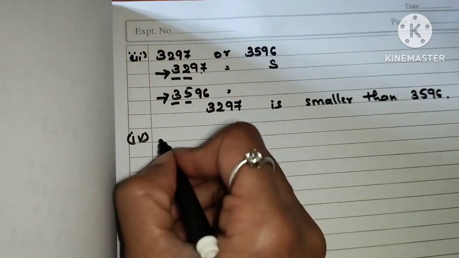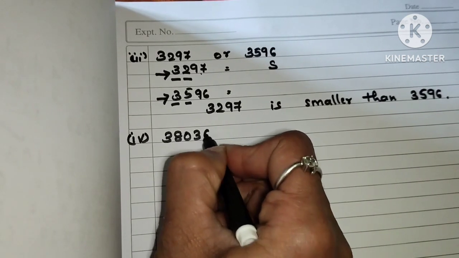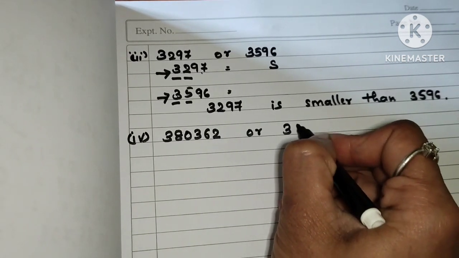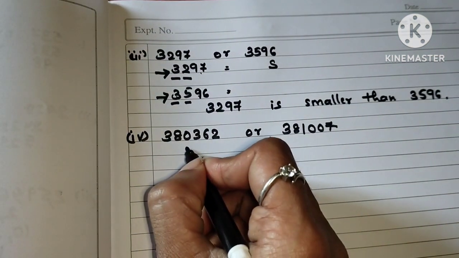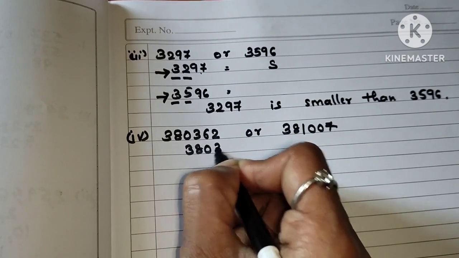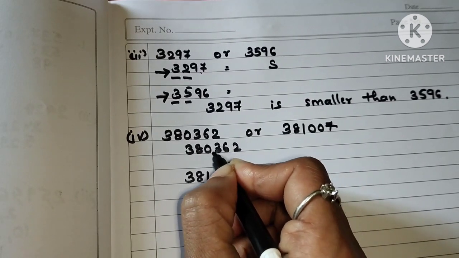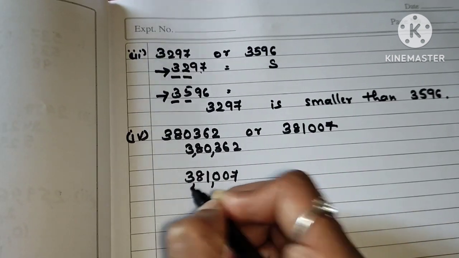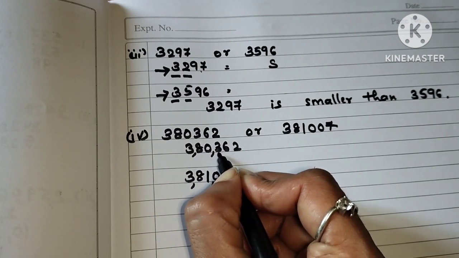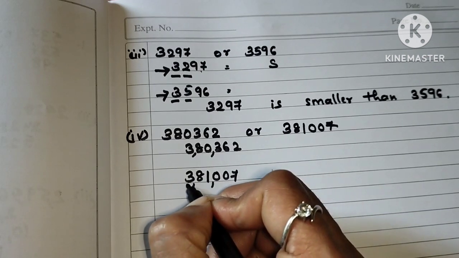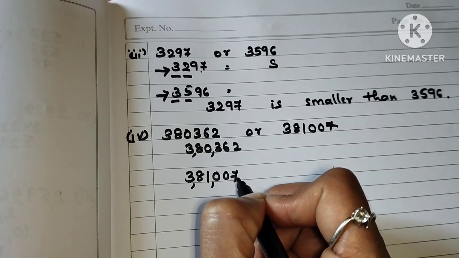What is the next question? This little bigger number they have given. See there, 380362 or 381007. Now we will see the first rule. 380362, 381007. Read this number: 3,80,362. 3,81,007. Okay. Now we will compare the number of digits.